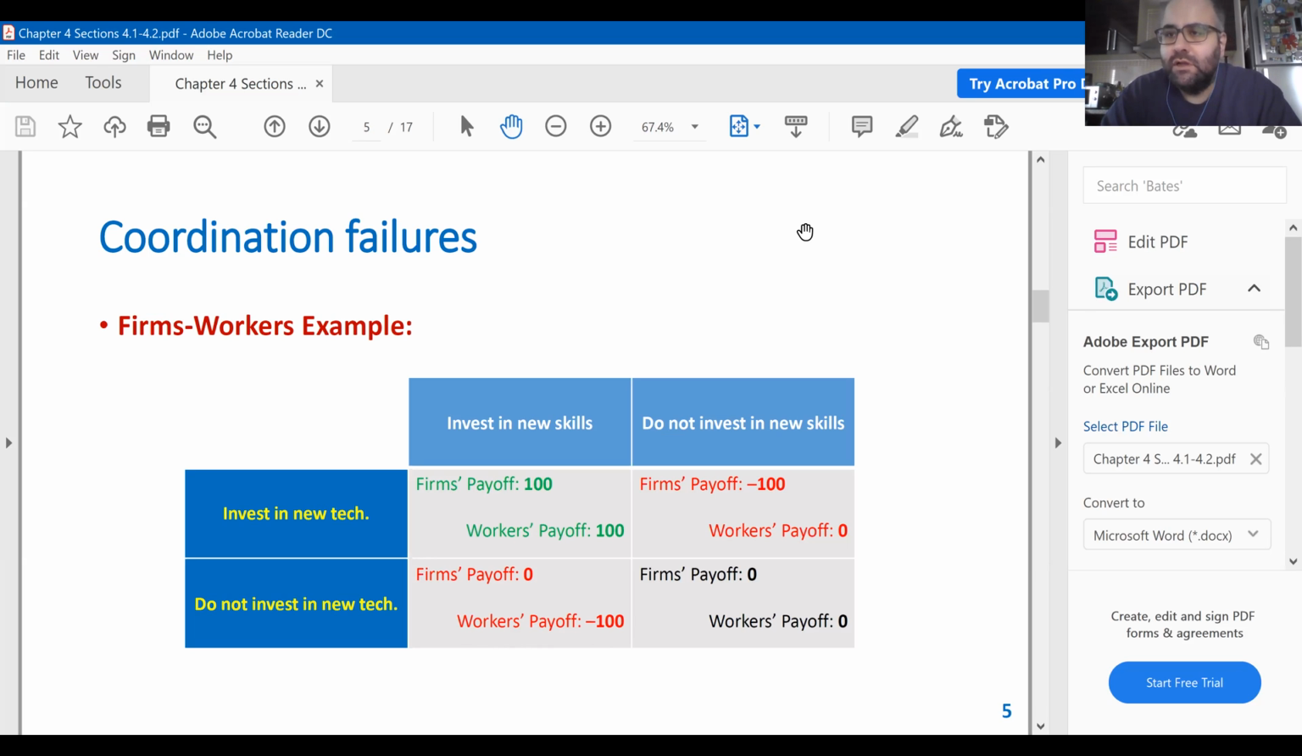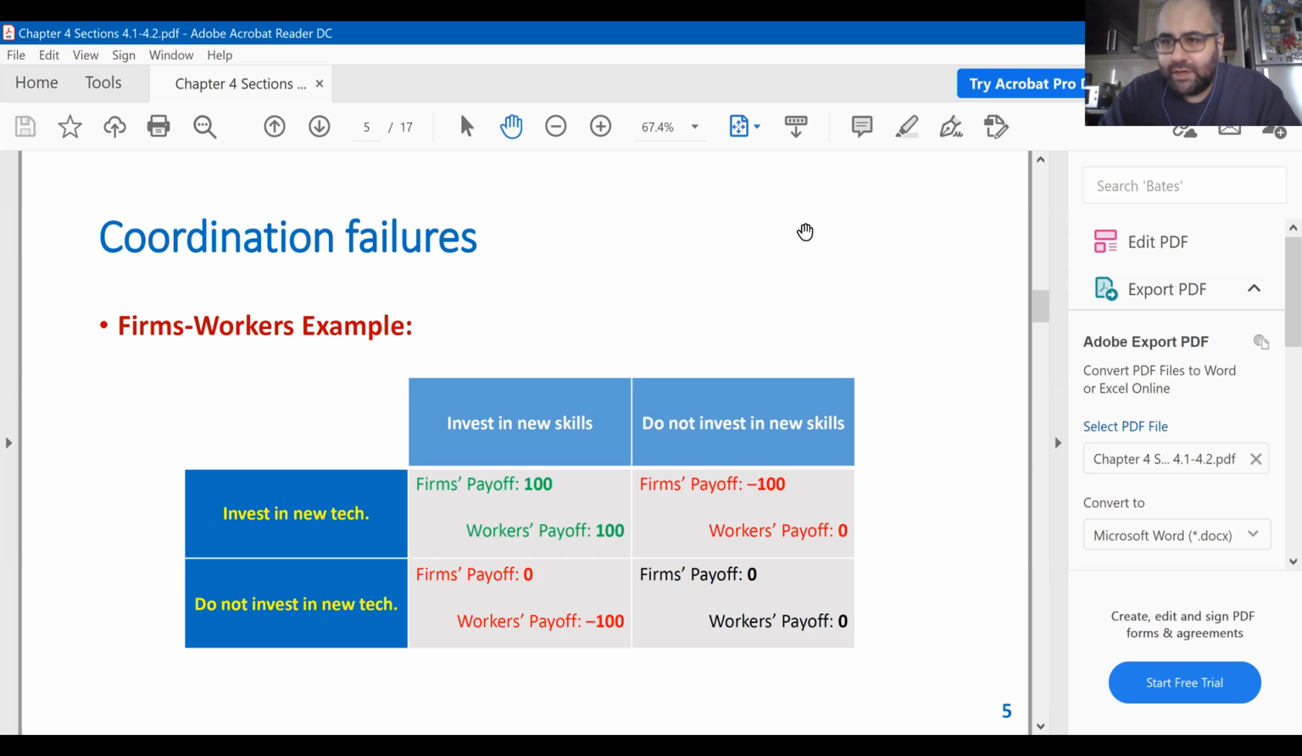So high productivity will give the firm higher profits, and in the meantime, it also gives people higher wages. Okay, so if you look at the table, investing in new skills by workers and investing in new technology by firms, this creates the best outcome, right? Firms' payoff is 100, workers' payoff is 100.